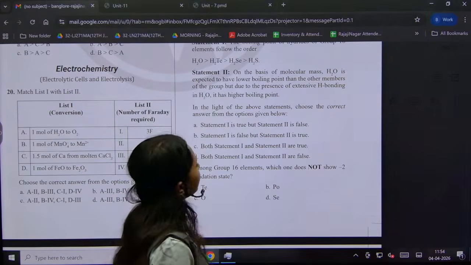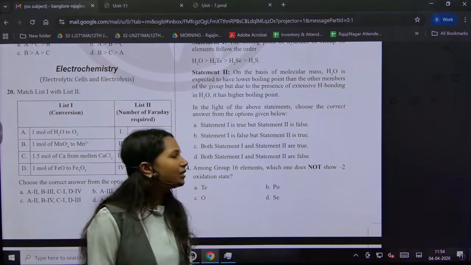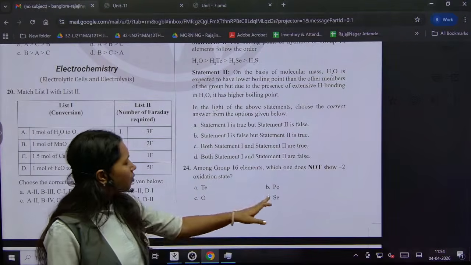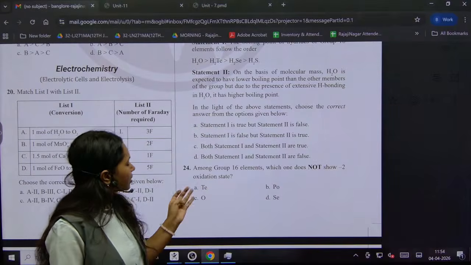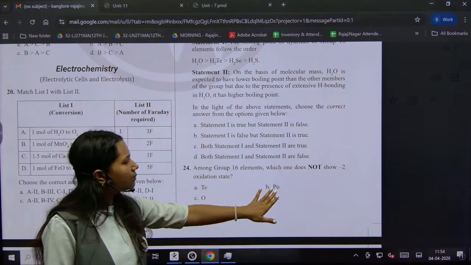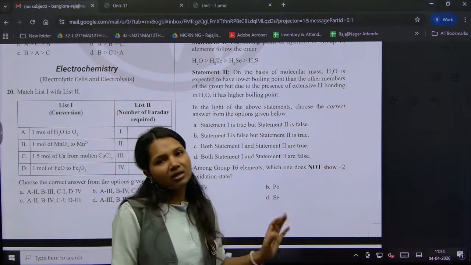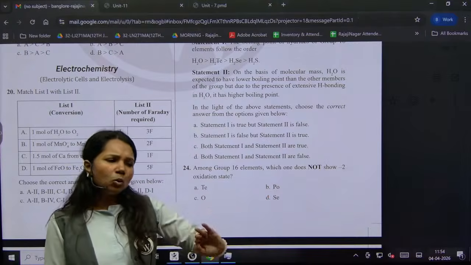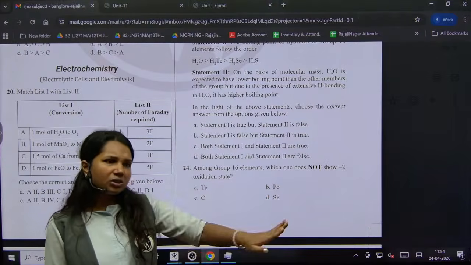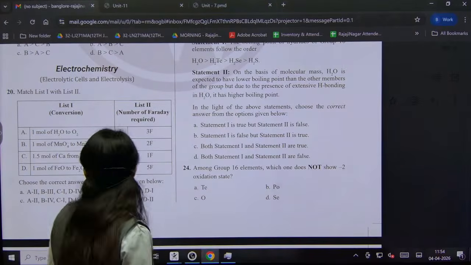Which of the following does not show -2 oxidation number? Who will not show -2? Oxygen, sulfur, selenium, tellurium, polonium. Polonium is a metal. Metal will not gain 2 electrons and show -2. Non-metals gain electrons. Metals lose electrons. Polonium will lose, it will not gain. So answer is polonium, right?